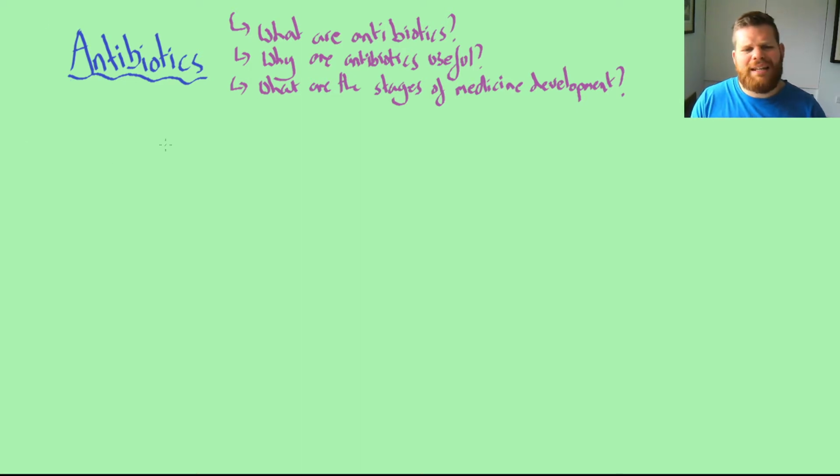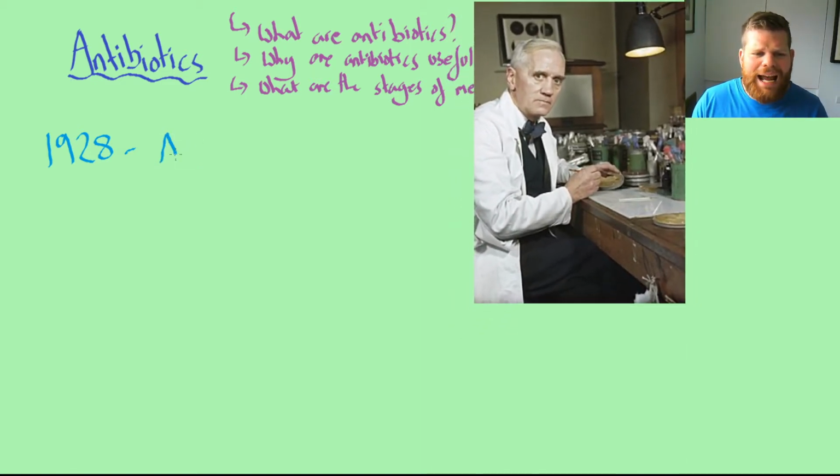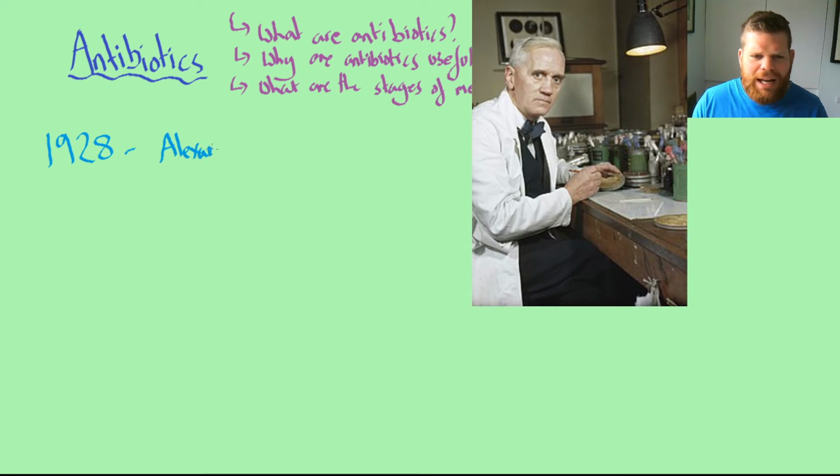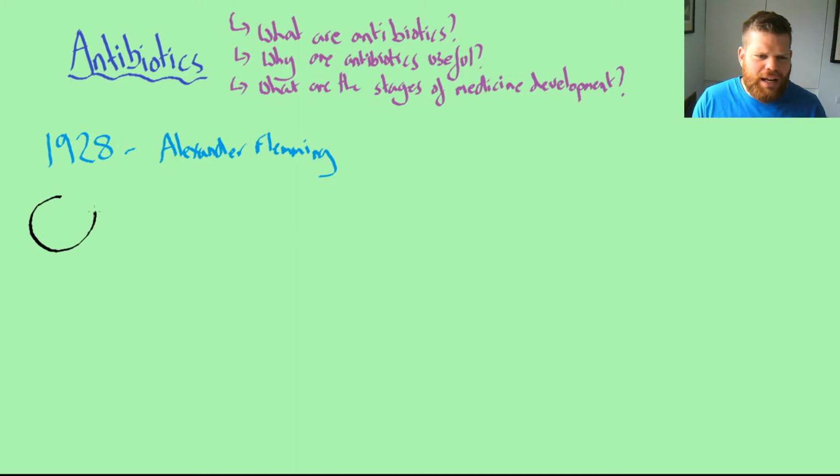What is the important date about antibiotics? Well, the important date is 1928. Well, why is 1928 so important? Well, this chap here who's just appeared is called Alexander Fleming. Now, Alexander Fleming did an experiment, and what he did is he got an agar plate, and he had a lot of bacteria just left growing on this agar plate. Okay, so there is my bacteria.